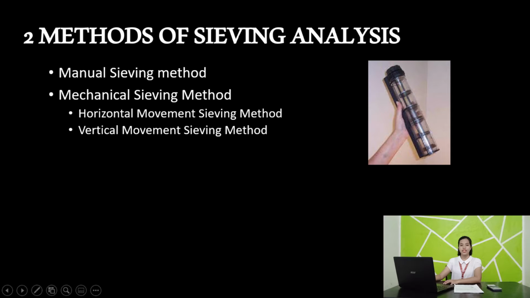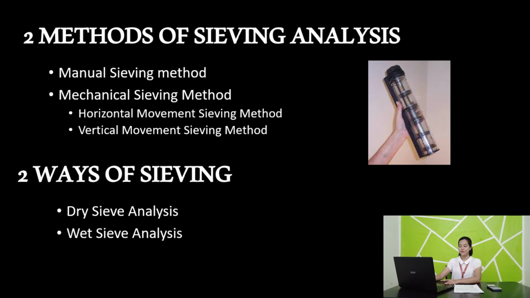Mechanical sieving method can be classified into two groups. First is the horizontal movement sieving method, in circular motion. Second is the vertical movement sieving method, which is a vibratory sieving method. There are two ways of sieving. The first one is the dry sieve analysis, and the second one is the wet sieve analysis.